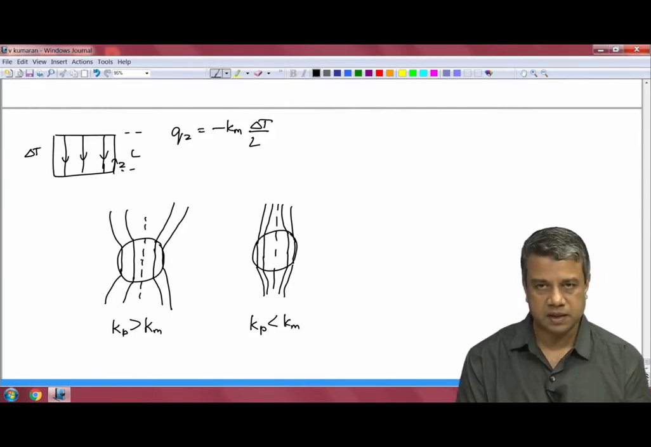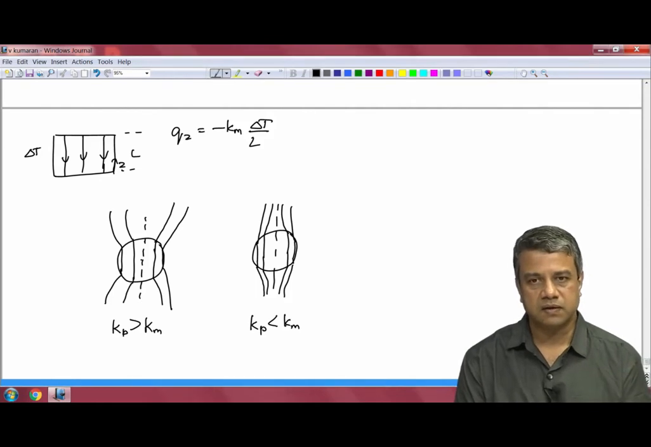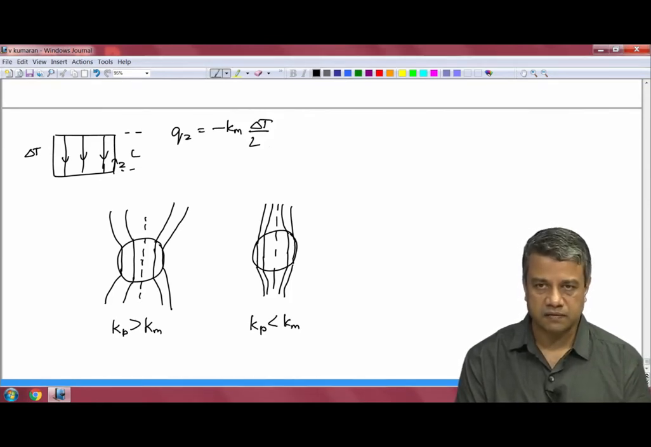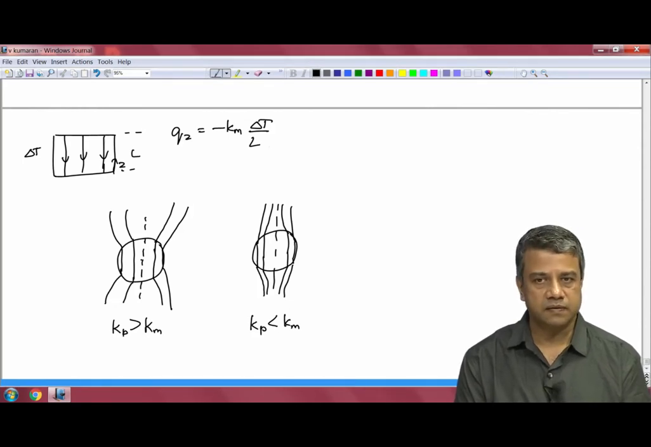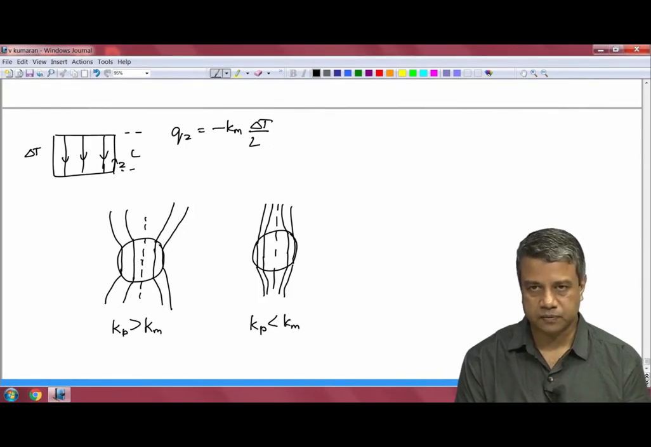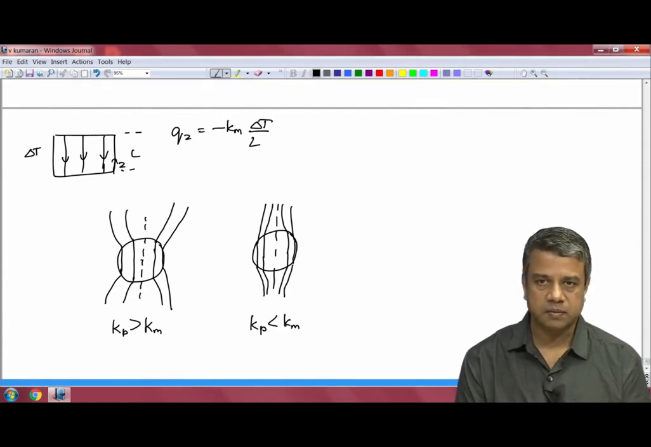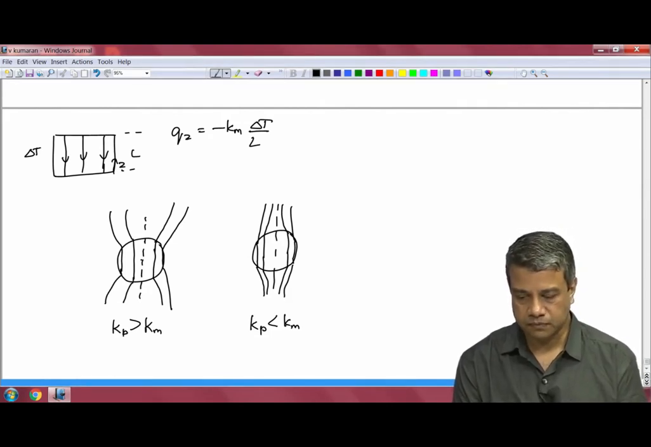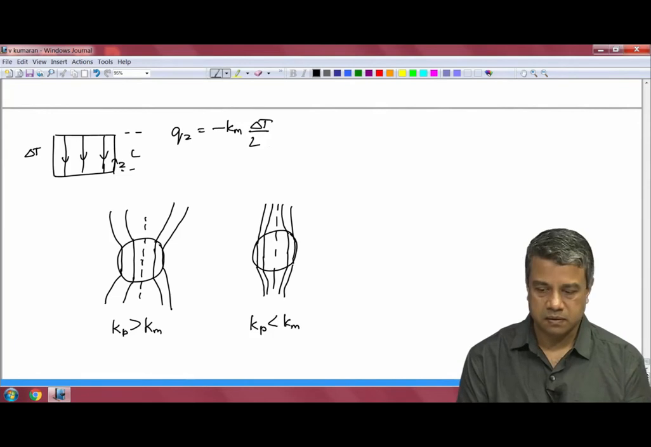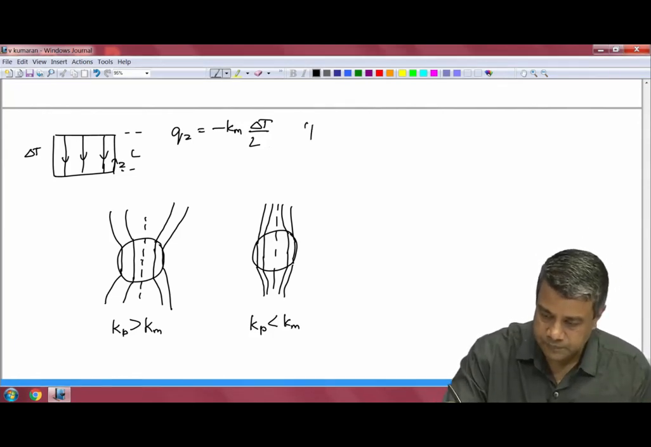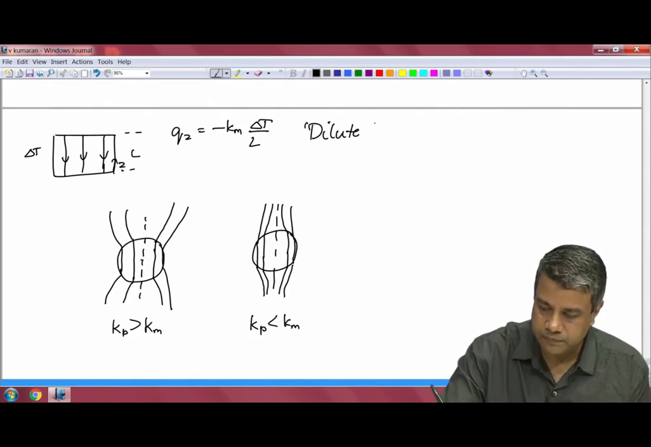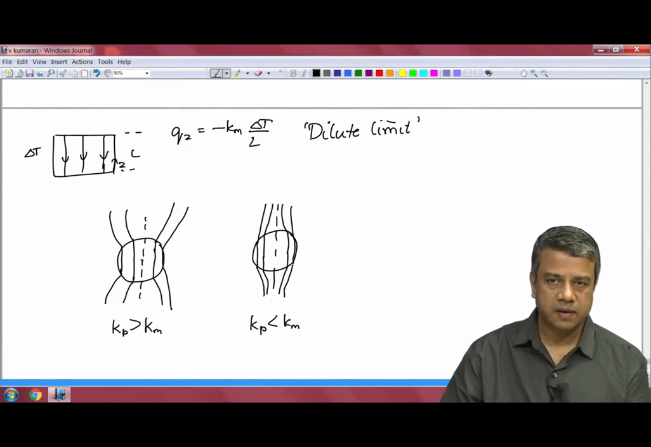So, those are the two limiting cases, and because of this you are going to have the effective conductivity of the composite being different from the conductivity of the matrix. So, if the particle conductivity is greater, then the effective conductivity will be greater. If it is less, the effective conductivity will be less in comparison to the matrix. This we will consider in the dilute limit, where the volume fraction of the particles is small.